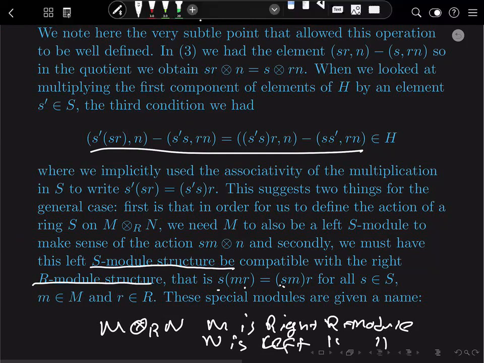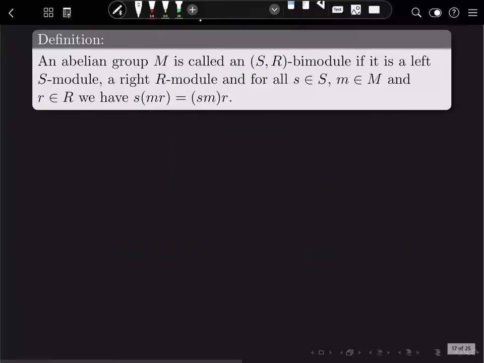So we want that associativity condition, and these special modules are given a name. An abelian group M is called an SR bimodule if it is a left S module, a right R module, and for all S in S, M in M, and R in R, we have that S acting on M, then acted on the right by R, is the same as S acting on M acted on by R.